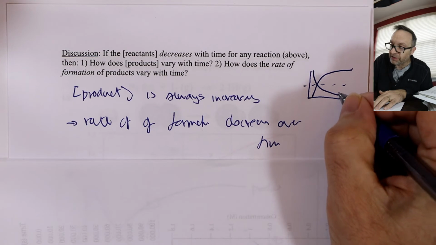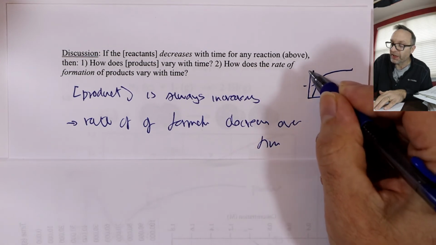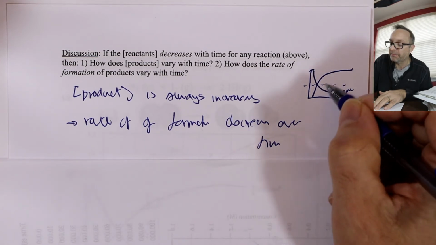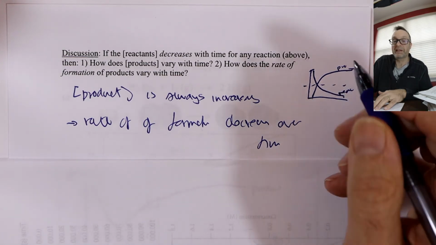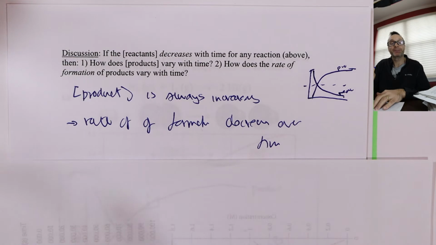So if you like, that's reactants. Reactants start their maximum decay to 0, products start at 0 and rise to their maximum, right? And that's when the reaction's done. So when those lines go flat, that's when the reaction's complete, okay?